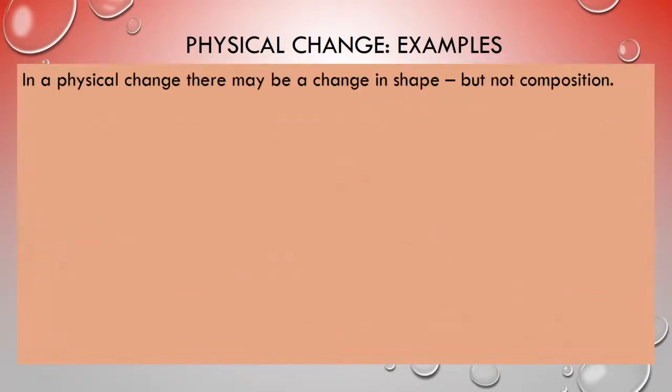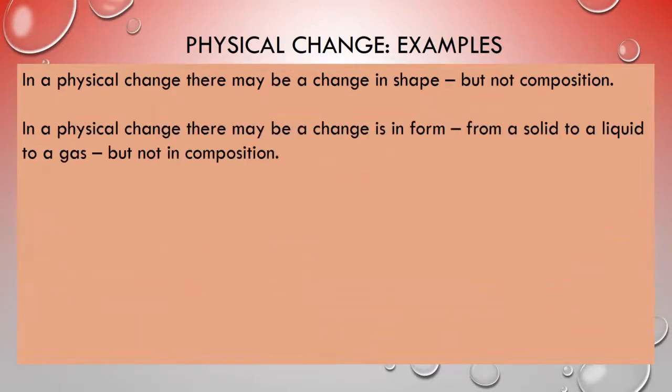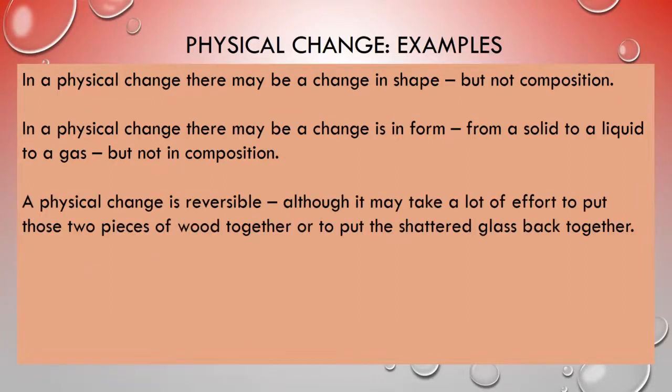So how do we know if something is a physical change? In a physical change, there may be a change in shape, but not in composition. There may be a change in form, e.g. from a solid to a liquid to a gas, but there's no change in composition.